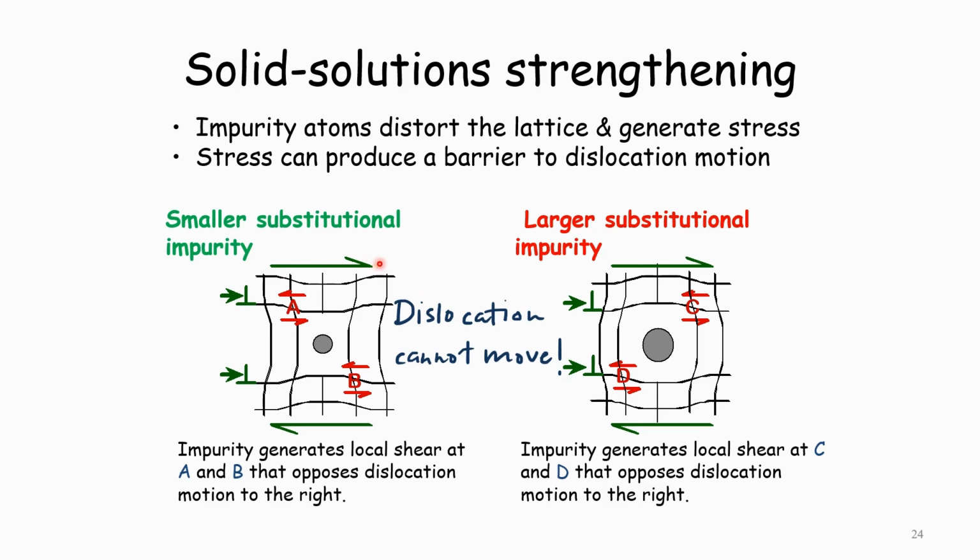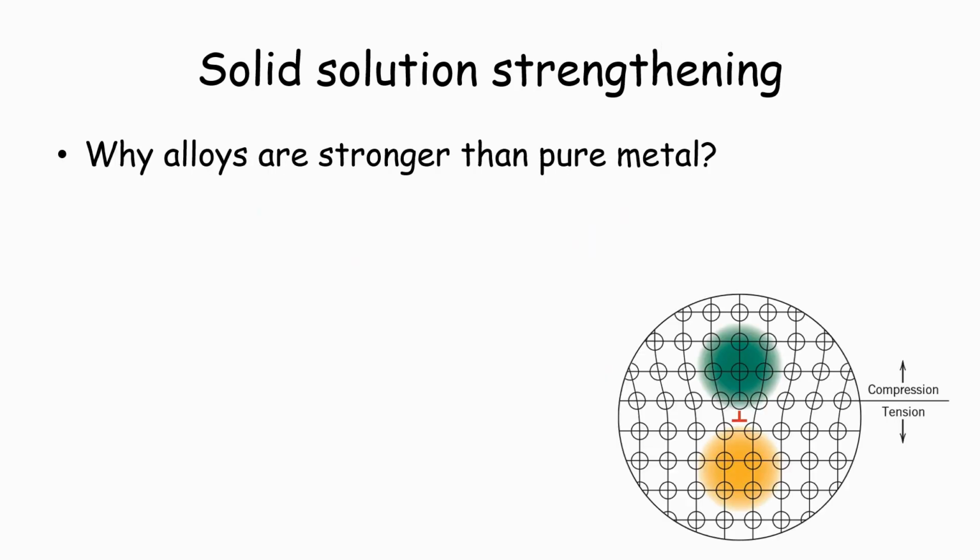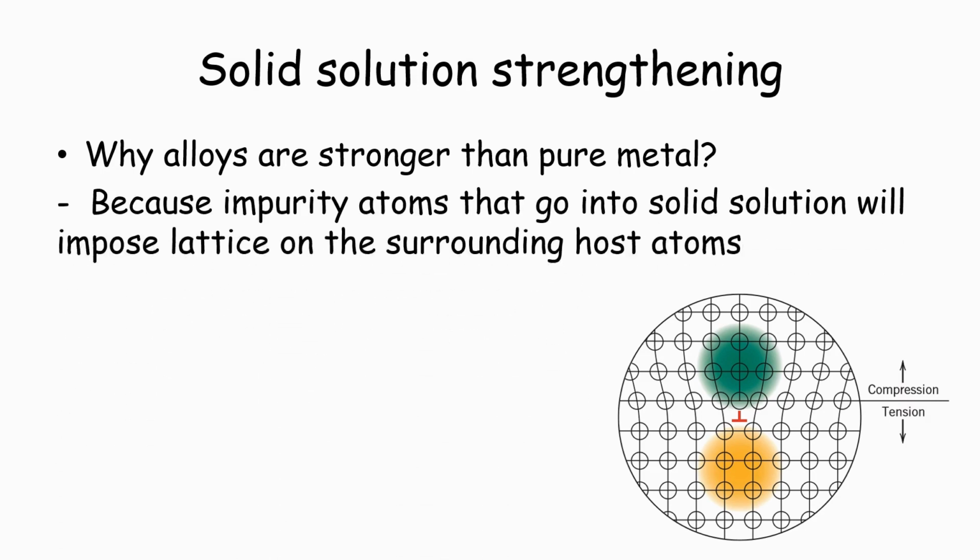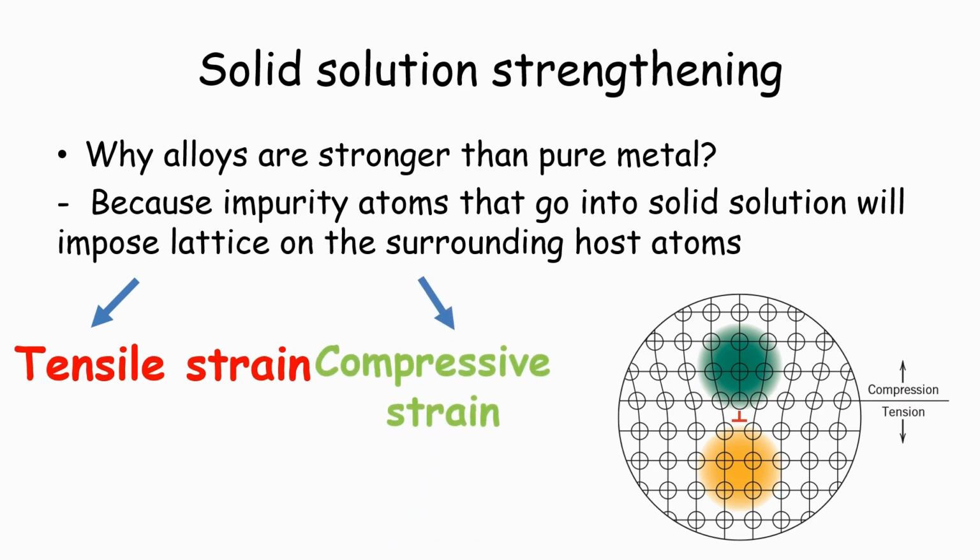And why are alloys stronger than pure metals? Because impurity atoms that go into the solid solution will impose lattice strain on the surrounding host atoms. Within the lattice strain types, we have tensile strain, where the larger impurity atoms stretch the lattice, and as a result it will create tension. And also we have compressive strain, where the smaller impurity atoms allow the lattice to compress, and as a result it will create pressure.